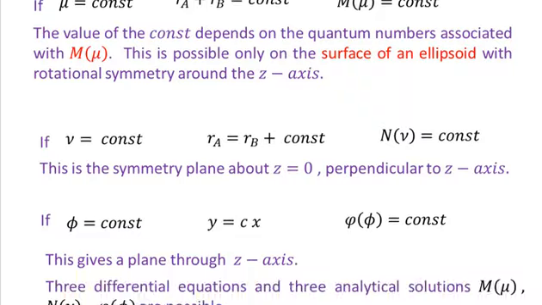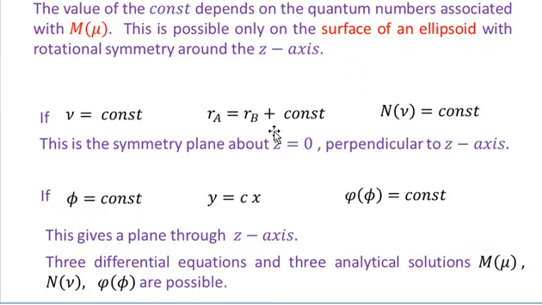If nu is equal to constant, Ra minus Rb is equal to constant, that is, Ra is equal to Rb plus constant, and n of nu will also be constant. This is the symmetry plane about z is equal to 0, which is perpendicular to the z-axis. And that I have explained: when nu is equal to 0, then we have a plane which is perpendicular to the z-axis located at z is equal to 0 in the previous figure.